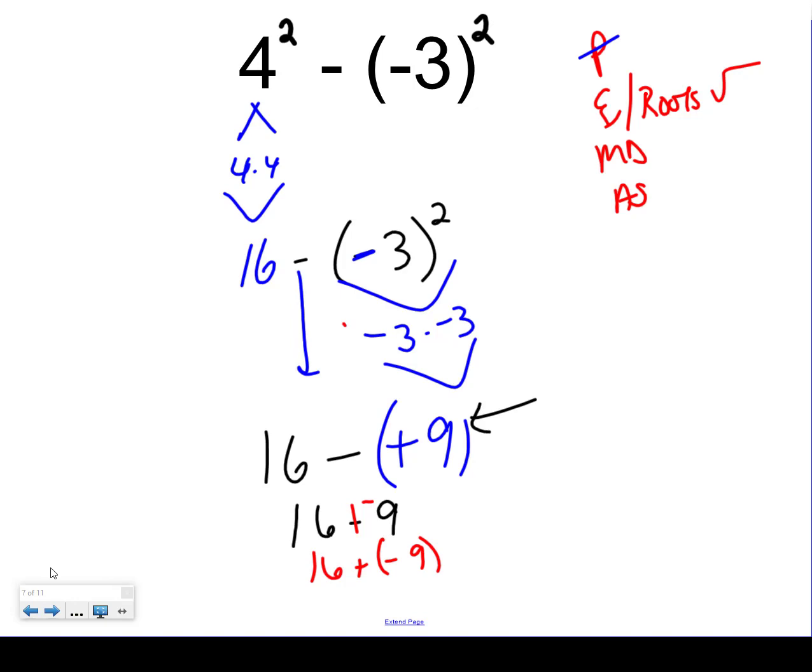Okay, signs are different, so I will subtract 16 minus 9. And what do I get when I subtract 16 minus 9? 7. And I take the sign of the bigger number. The bigger number was 16, so this is a +7 final answer for this problem.